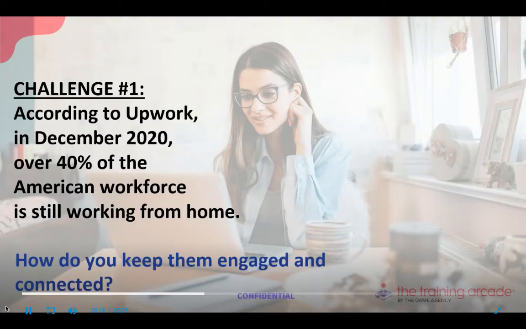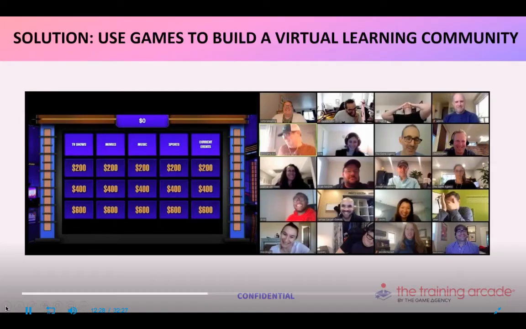So that brings us to our first challenge, which is, according to Upwork, in December 2020, over 40% of the American workforce is still working from home. And how can we keep them engaged and connected? Solution: use games to build a virtual learning community. A massive multiplayer Jeopardy game like the one you see here is a really fun way to get people playing and talking in a less formal way. I'm thinking back to what Jamie had just mentioned about connection, competition, collaboration, just getting them engaged that way, and not just in a meeting, but actually playing together.